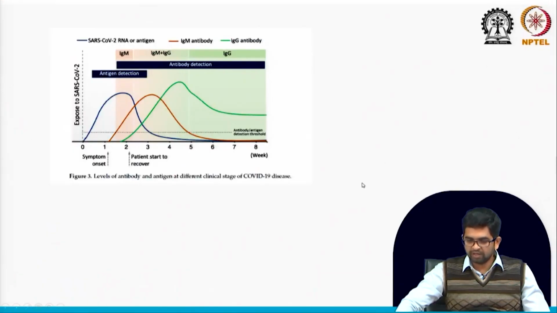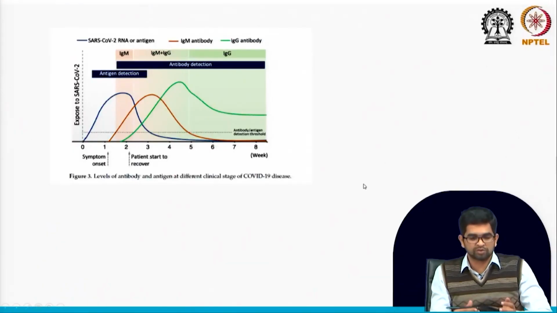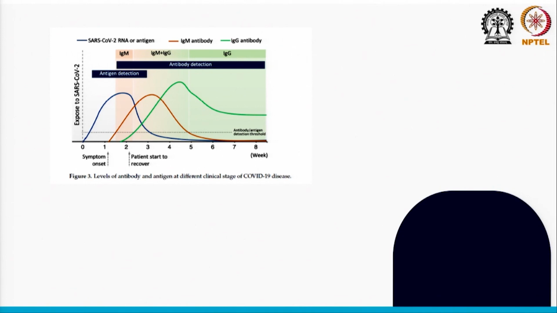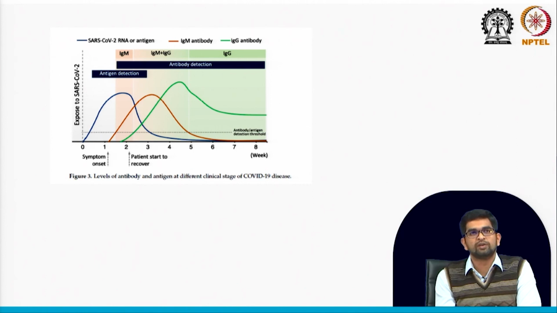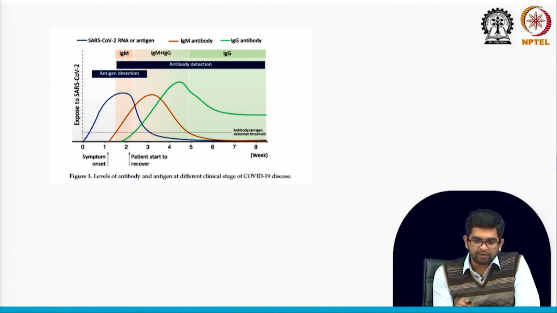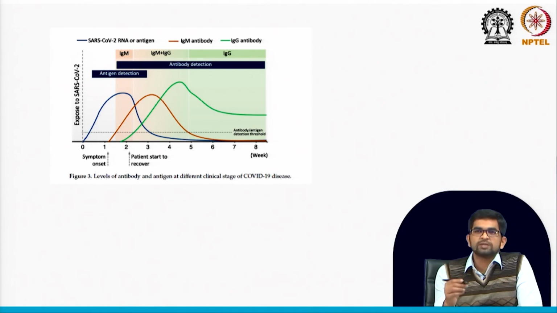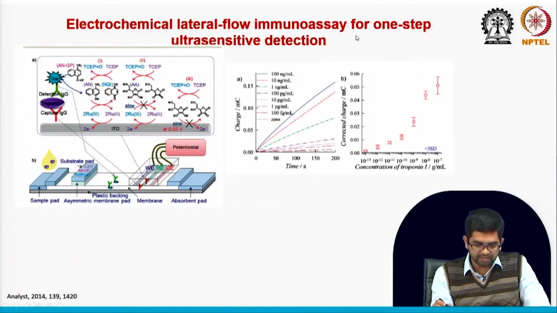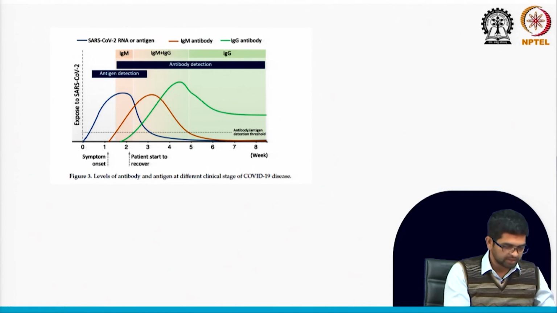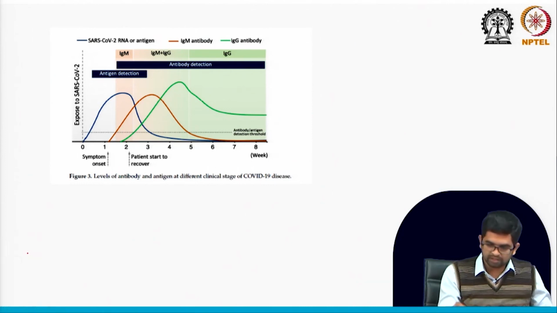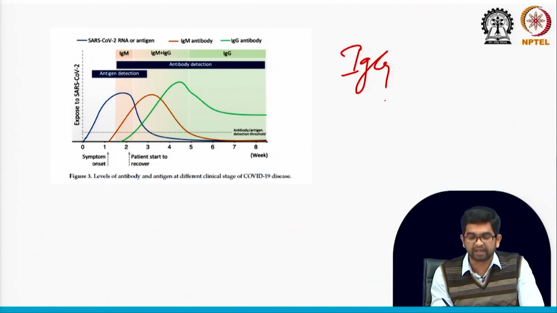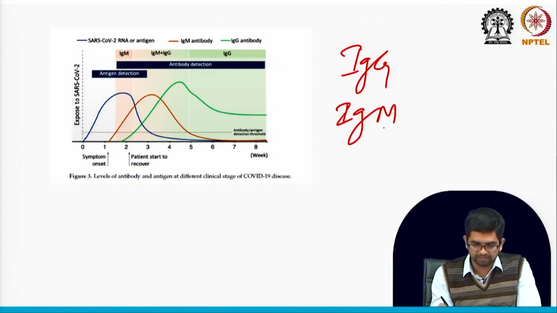Okay, now let me show you, for example, SARS-CoV-2. How can we use this same lateral flow design for SARS-CoV-2 detection? Let me show you. In the case of SARS-CoV-2, generally we are using IgG, and the target can also be IgM. These two we are mainly targeting.